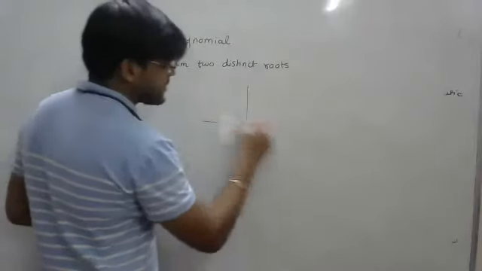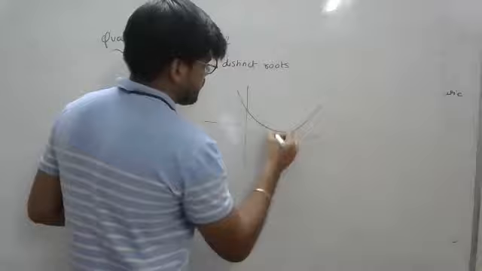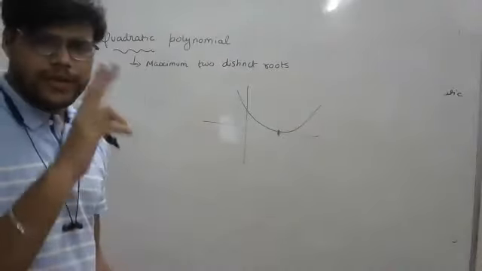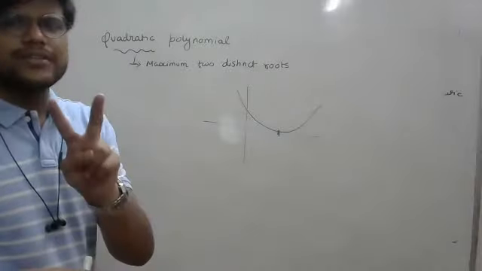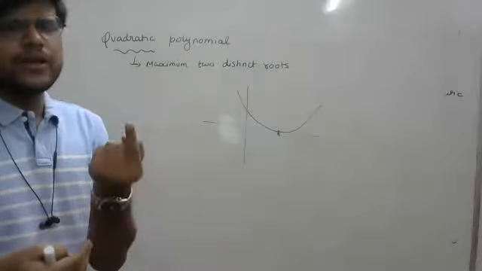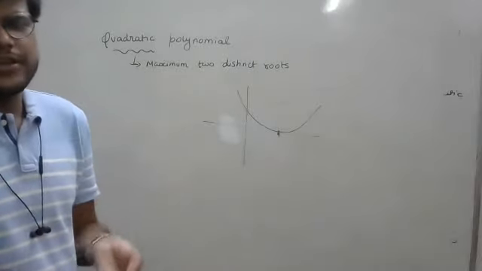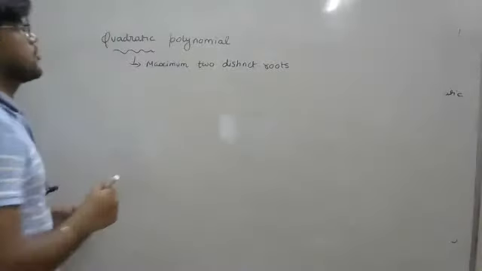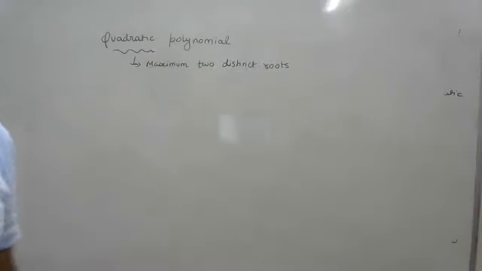In some equations like this one, where it touches the x-axis at only 1 point, actually here also, when we solve, you will be getting 2 answers, but the answers will be the same. So they are not different. We just say that it is having only 1 root. A quadratic polynomial has a maximum of 2 distinct roots.